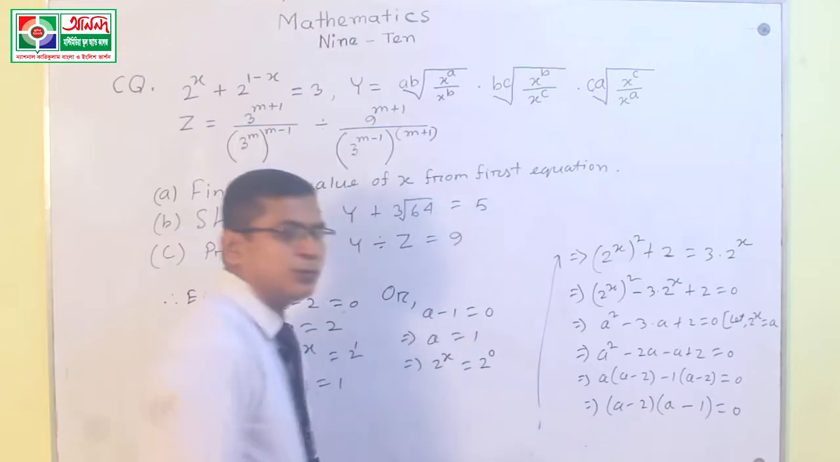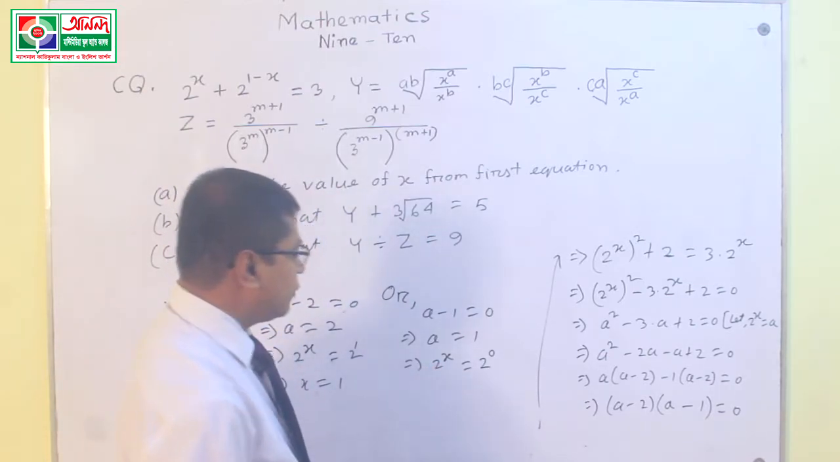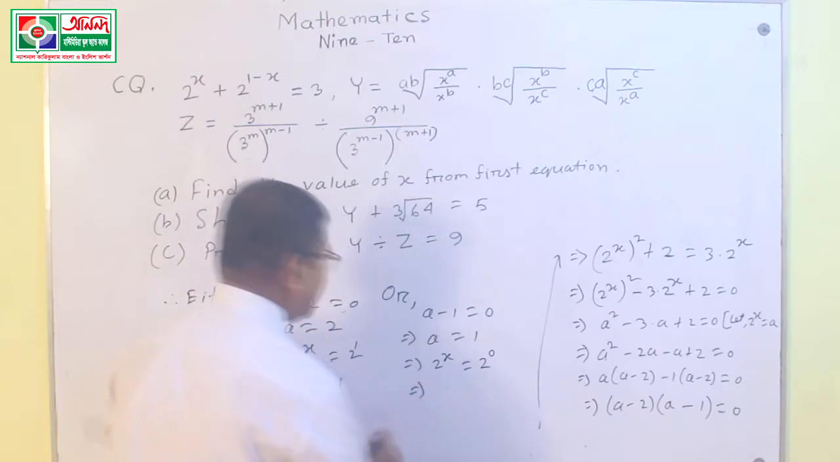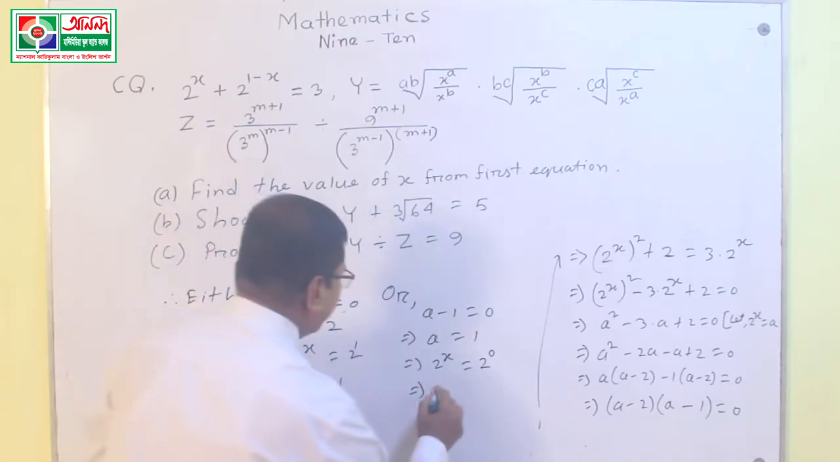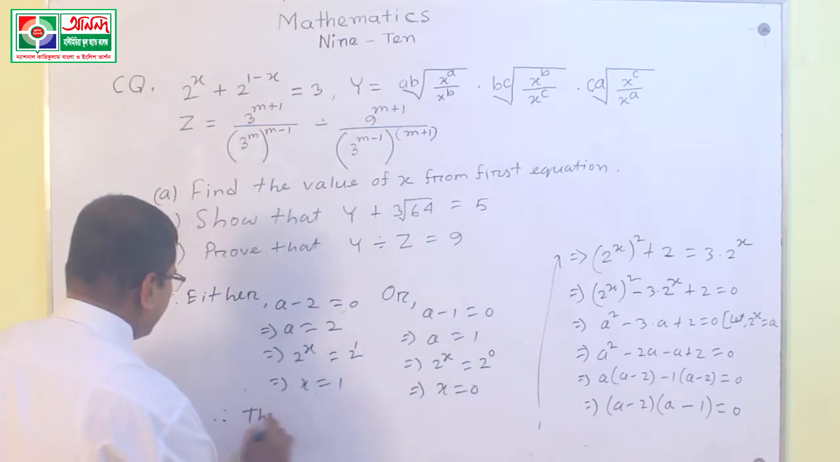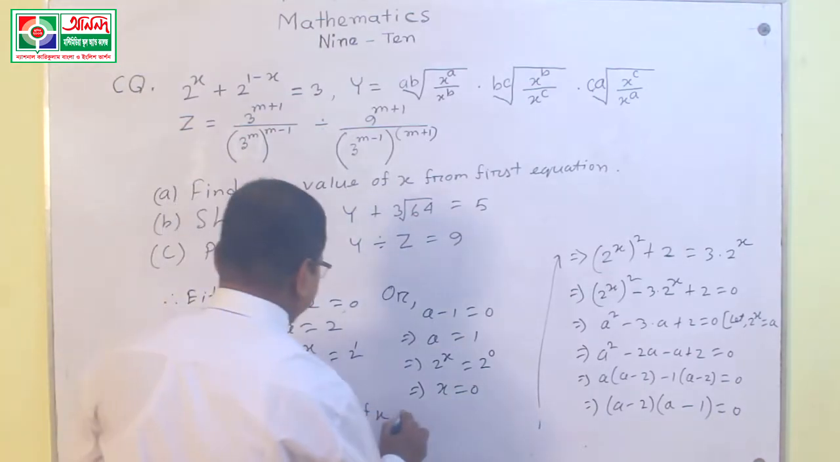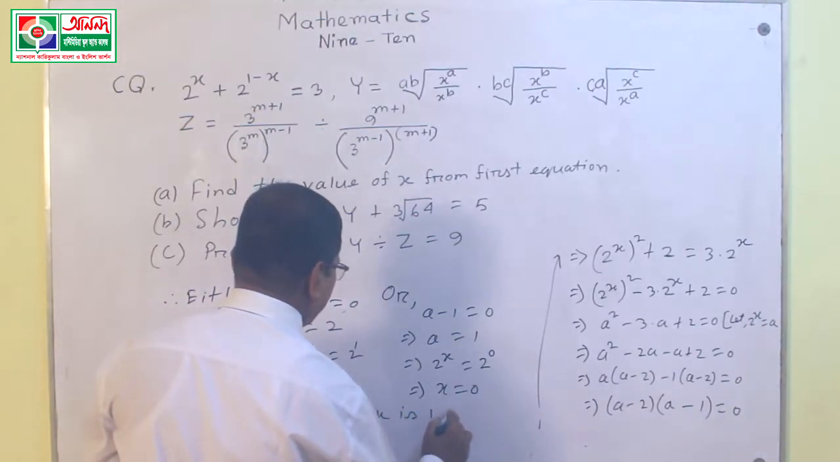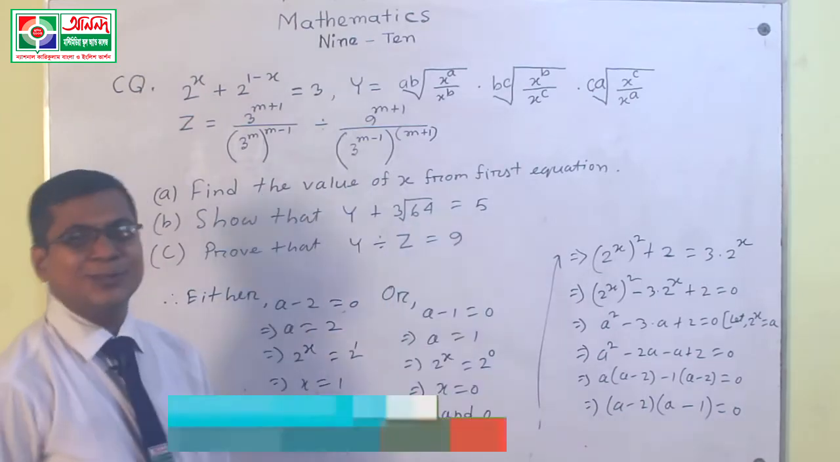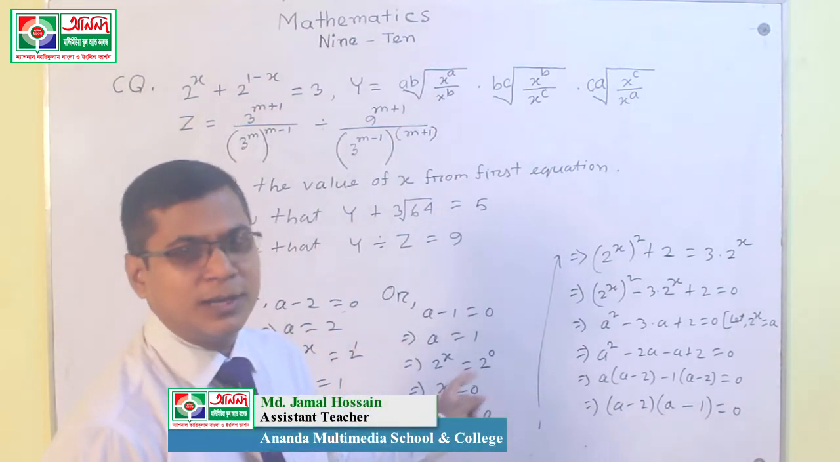We know x to the power 0 is equal to 1. Same way we can write 2 to the power 0 is equal to 1. Here look at, the bases are same, so you can write here x equal to 0. Therefore the value of x is 1 and 0. Dear students, I hope you have understood question number A.